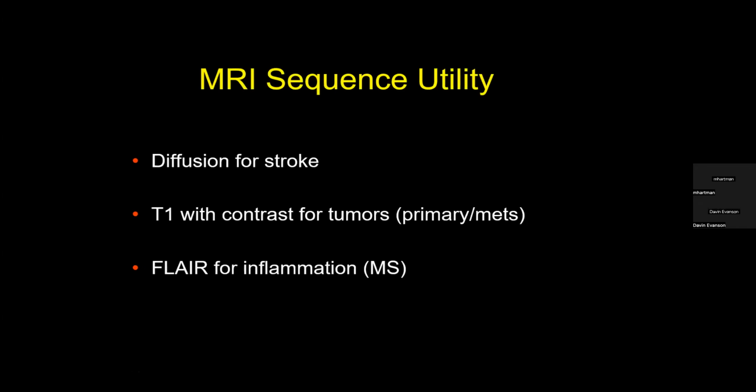MRI. We talked about this a little bit already, but this is the down and dirty. Use diffusion for stroke. I go over this in the rad path video for neuro. I use a snow globe analogy. If we're worried about tumors, we need to give contrast, a T1 with contrast. And if you're worried about inflammation like multiple sclerosis, we use that FLAIR sequence we talked about.